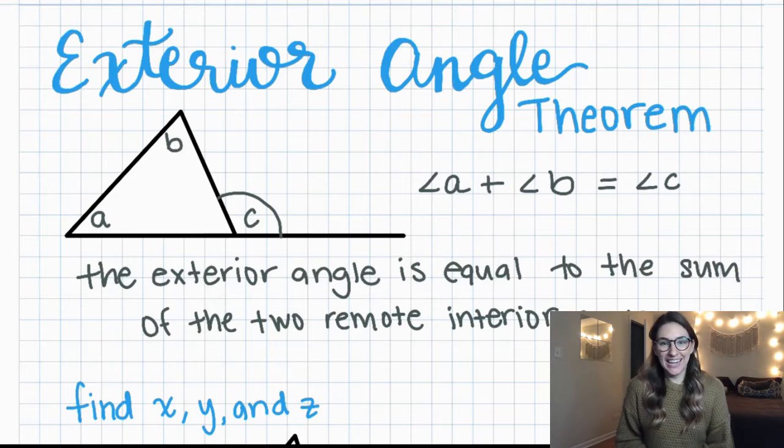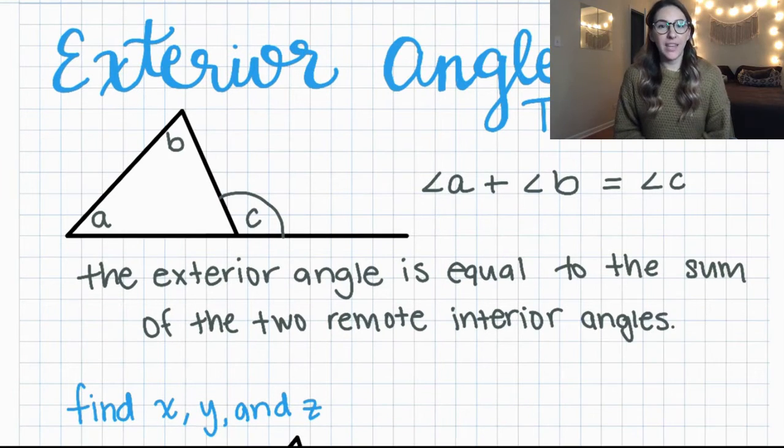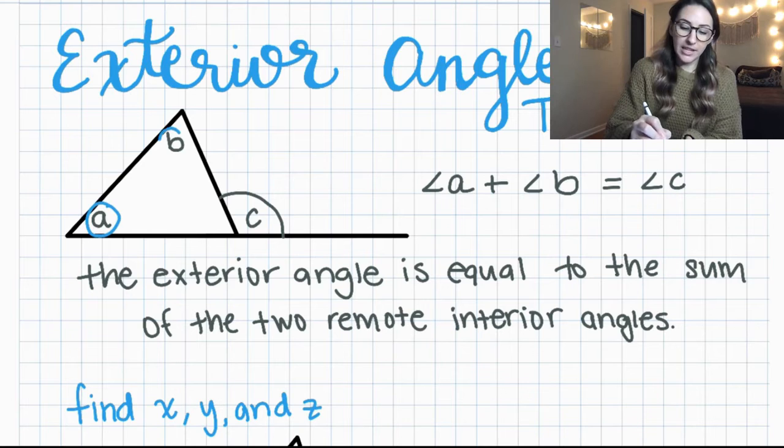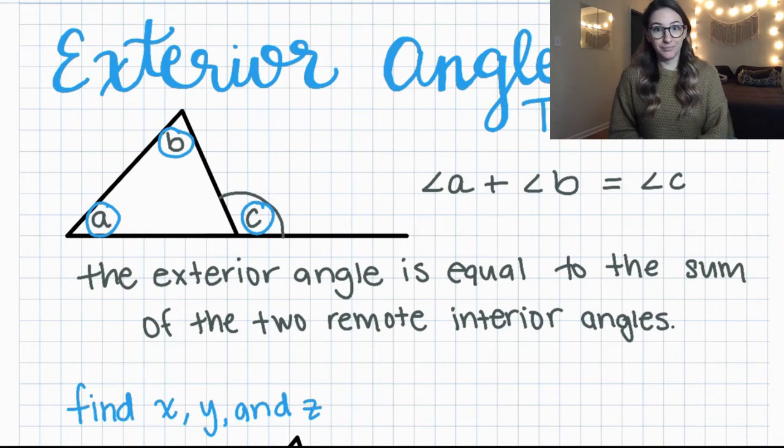Today's topic is the exterior angle theorem, and we'll also be reviewing a little bit of the triangle angle sum theorem. So the exterior angle theorem of a triangle states that the exterior angle is equal to the sum of the two remote interior angles. That's basically a really fancy way of saying that angle A plus angle B would equal angle C.